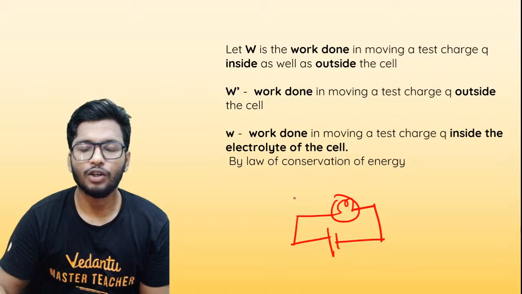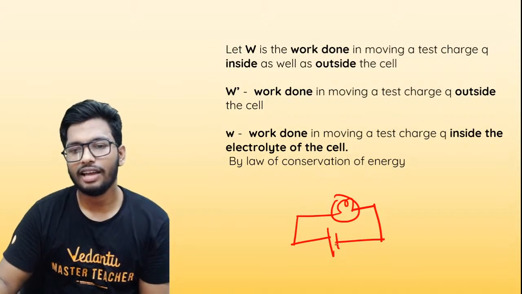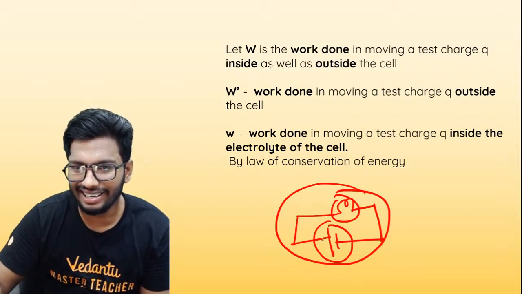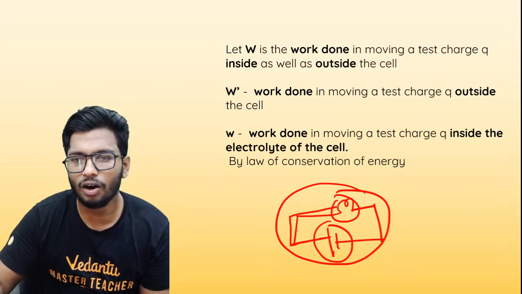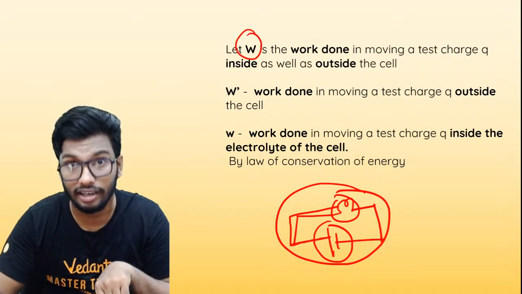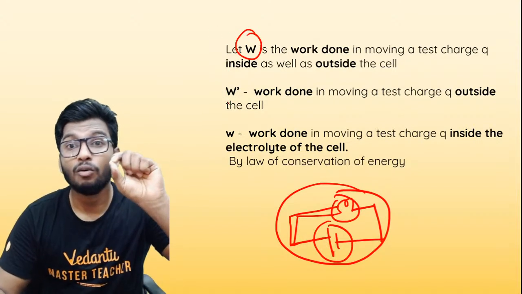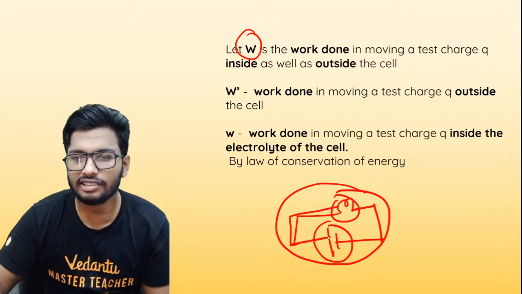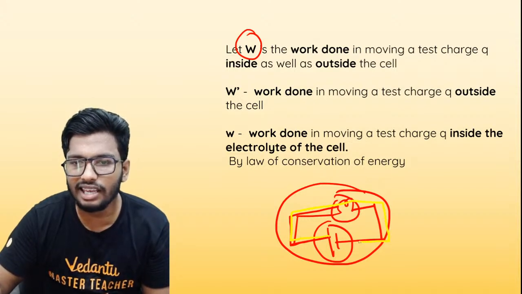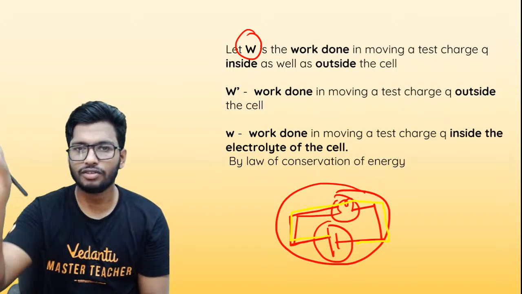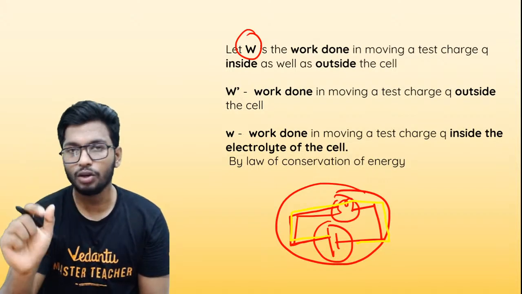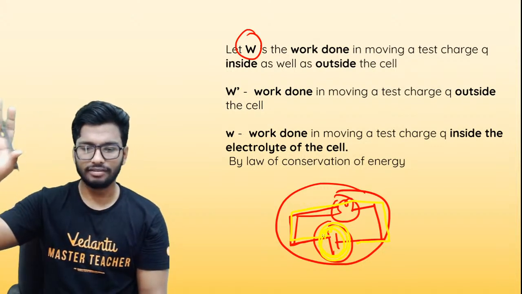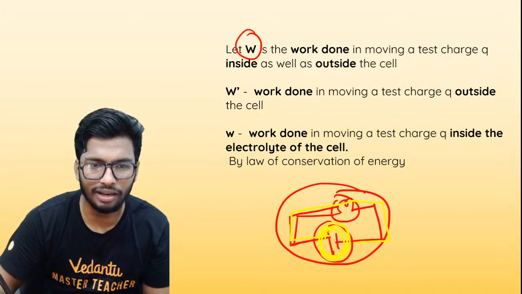The work done to move a unit positive charge both inside as well as outside the cell, that is inside the battery itself and through the entire circuit, that is the total work done. All right, that is capital W. W dash is nothing but the work done to move the charge outside the cell, not inside the cell. In other words, it's nothing but the terminal voltage outside the cell. How much work is done to move that unit positive charge, that is W dash. And small w is nothing but the work done to move the unit positive charge inside this particular cell. All right, clear? I hope you understood this. Once again, let me just mention it with a different color.